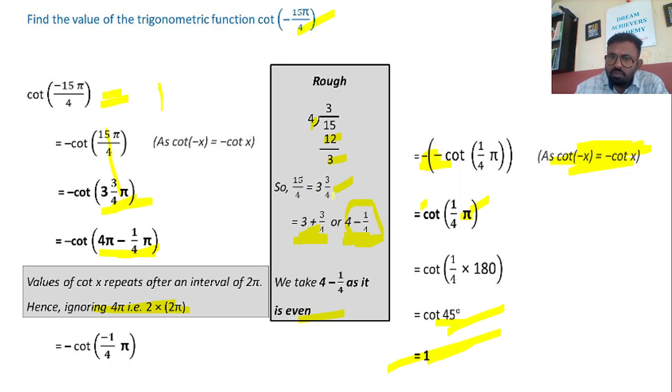Split it, meaning write it in two forms, 3 plus 3 by 4 or 4 minus 1 by 4. Take the even number: 4 pi minus 1 by 4 into pi. Here 4 pi is neglected, I will get minus pi by 4. Cot of minus x is minus cot x, so minus into minus, plus, take only cot pi by 4. Pi by 4 value is 45 degrees, cot 45 is 1.